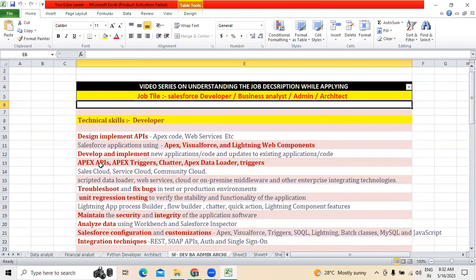But my suggestion for everyone is that when you are creating your resume for job profiles, whether developer, BA, admin, or architect level, please be very clear about what you know, what you are putting on the CV, and to what extent you are in a position to address it at the time of interview. By keeping all this into account, if you prepare your CV, it will have weightage. At the same time, you will be confident to attend interviews.